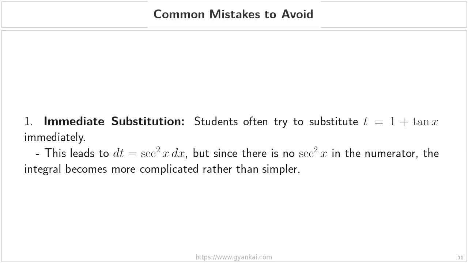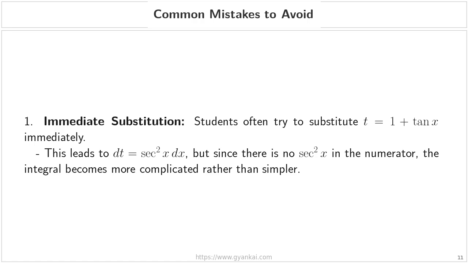1. Immediate substitution. The first mistake is jumping into a substitution too quickly. Many students, when they see the expression 1 plus tangent of x, will immediately think, okay, let's try substituting u equals 1 plus tangent of x, and that's not necessarily wrong, but it's often unhelpful. If you do that, you'll find that the differential, du, becomes secant squared of x times dx.